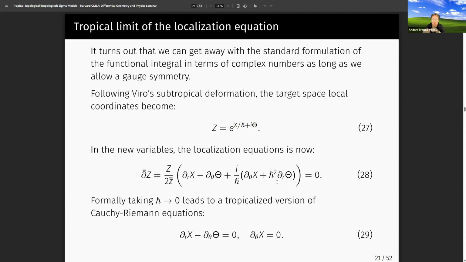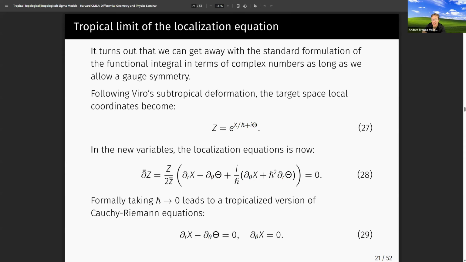And what you can do is you can formally separate this out into the real and imaginary parts. And if you just formally take the limit for a moment, without worrying about any issues of convergence or with respect to what topology, then you're going to end up getting these equations 29, which essentially is a tropicalized version of the Cauchy-Riemann equations.